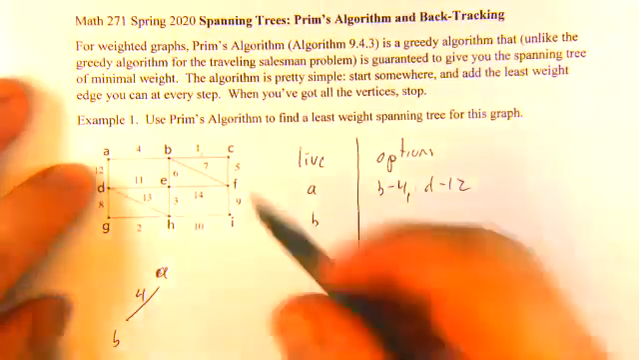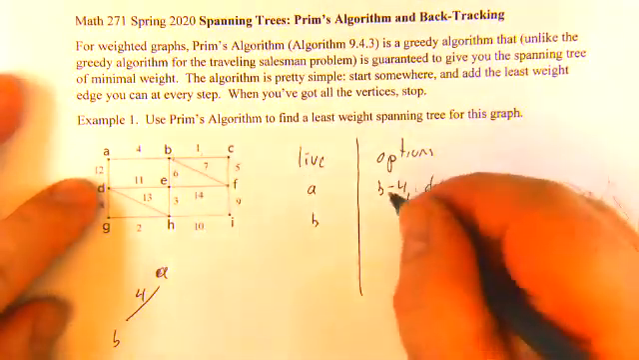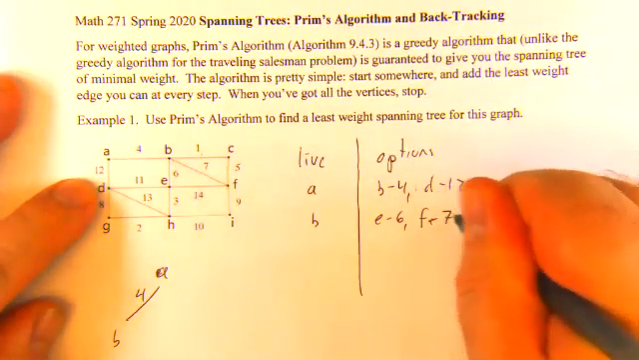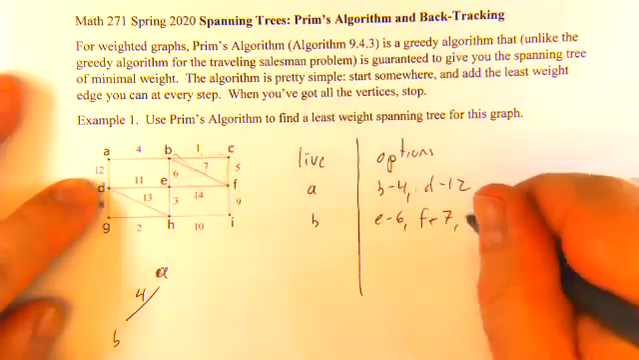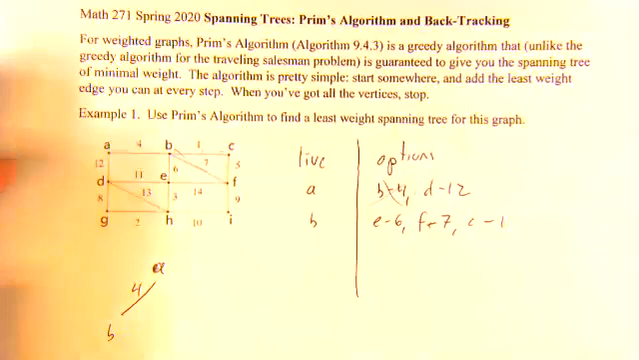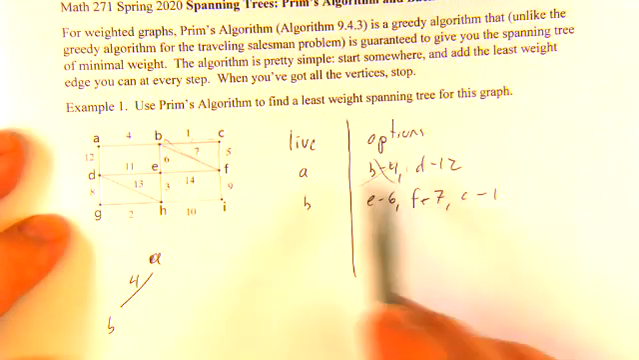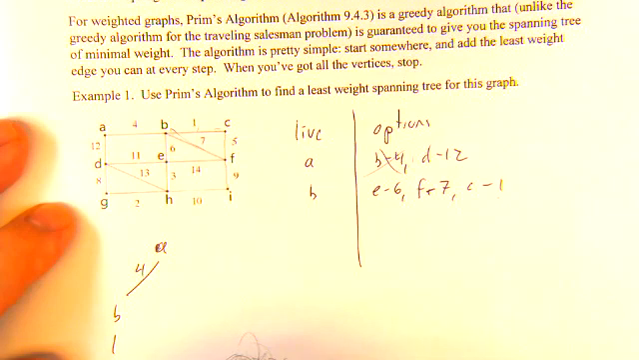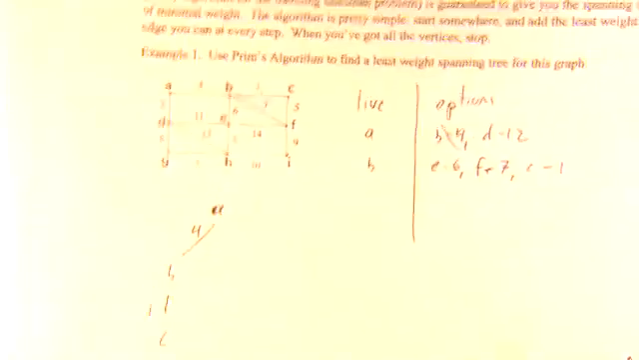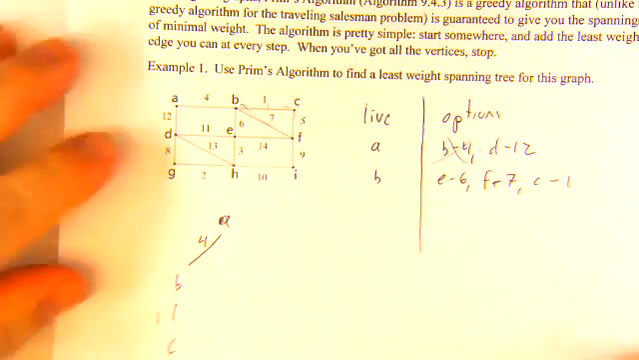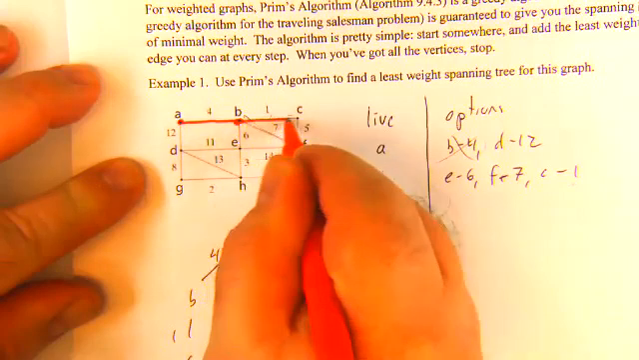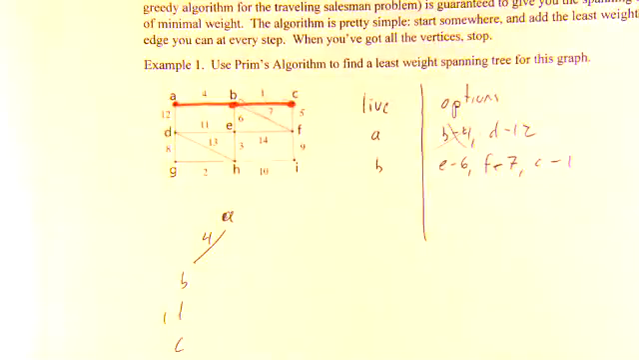Great. From B, what are the options? You can go to E, but that costs you 6. You can go to F, that costs you 7. Or you can go to C, that costs you 1. And note we don't list A here because we've already been to A. So C costs you 1, so from B, you go to C. And so for building up our spanning tree, we started at A, we went to B. From B, we went to C. Great.